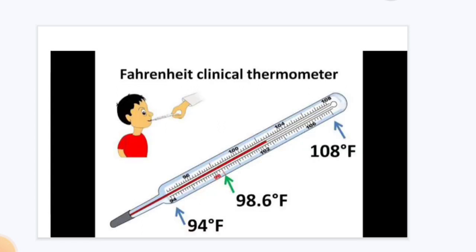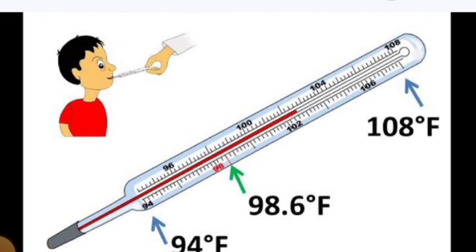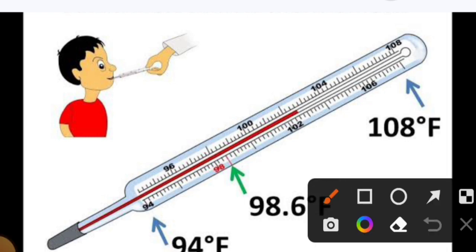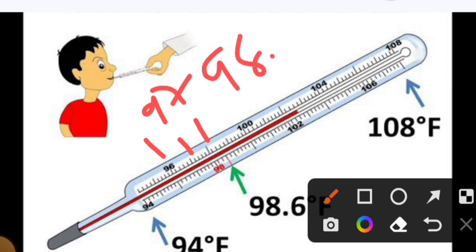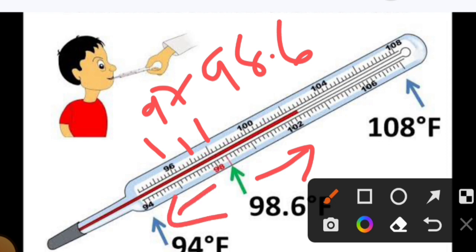These are the thermometers, in Fahrenheit. These are mercury thermometers. See the measurement. This is 96, after 96 this is 97. These are the 98. This arrow point is called 98.6. This is the normal value. And if the reading is above this, that is called fever. Below this, it is called below normal temperature.